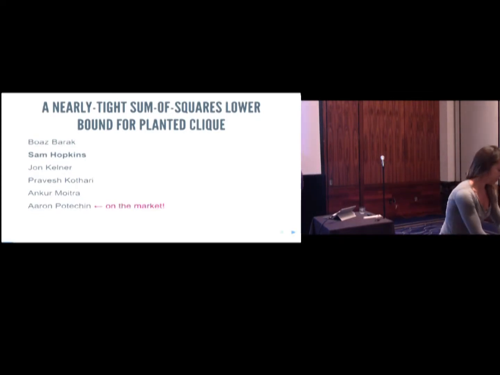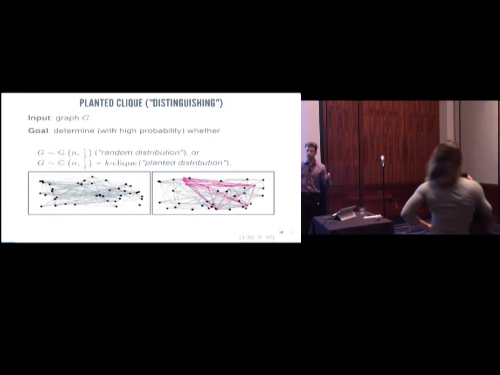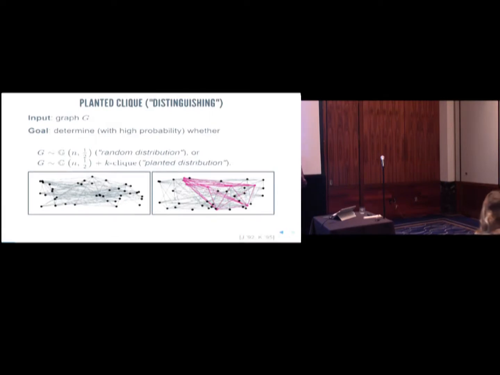So, the planted clique problem. You receive as input an n-node graph and the promise that it was generated according to one of the following two distributions. One is G(n, 1/2), the Erdős-Rényi graph with parameter half, illustrated on the left, where every edge is present with probability half independently.